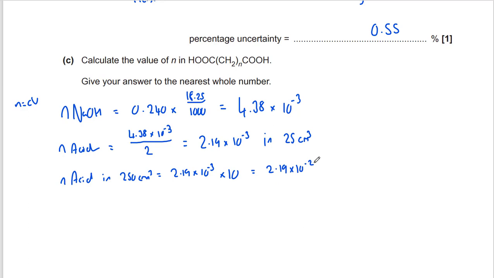Now remember I said earlier, we need to know the molar mass because we want to try and find out what the missing value is for that CH2. So we need to know how much the molecule is in total. So to work out the molar mass, the molar mass of the total is mass over moles. We've got the moles, 2.19 times 10 to the minus 2, which is easy.